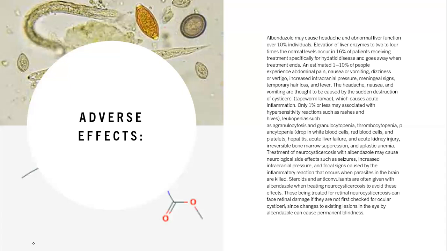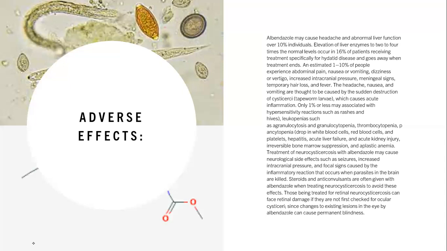The headache, nausea, and vomiting are thought to be caused by sudden destruction of cysticerci, that is a tapeworm larva, and it causes acute inflammation. Only 1% of people or less may be associated with hypersensitivity allergic reactions, that is rashes or hives, leukopenia, thrombocytopenia, and pancytopenia. Pancytopenia is basically a drop in all of the WBCs, RBCs, and platelets. Hepatitis, acute liver failure, and all these diseases may also occur.